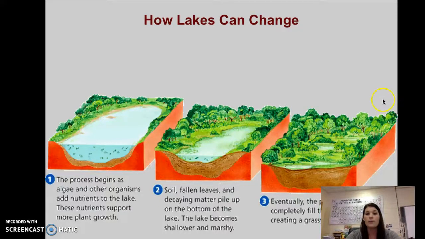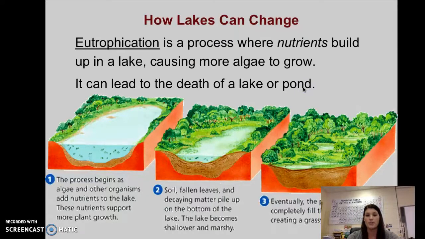All right, so lakes can change. Lakes are another example of surface water like rivers, and sometimes they change and sometimes not, for a good reason. So this thing is called eutrophication. It's a big fancy word, but eutrophication is a process where nutrients, which is good stuff for plants, builds up in a lake and causes more algae to grow. It can lead to the death of a lake or pond eventually.